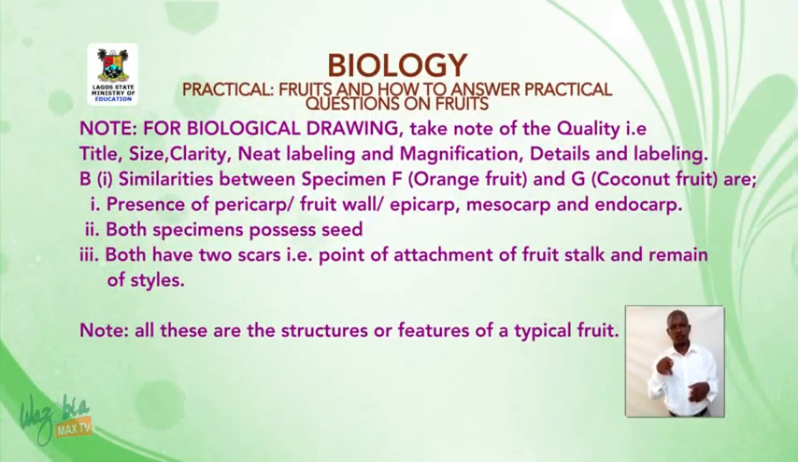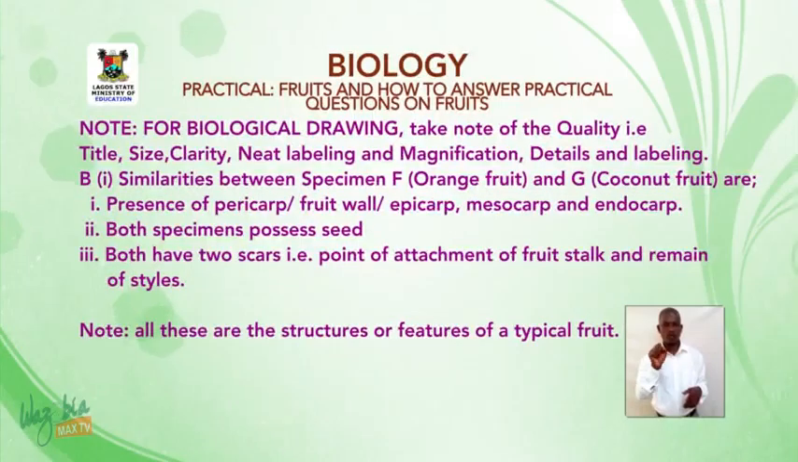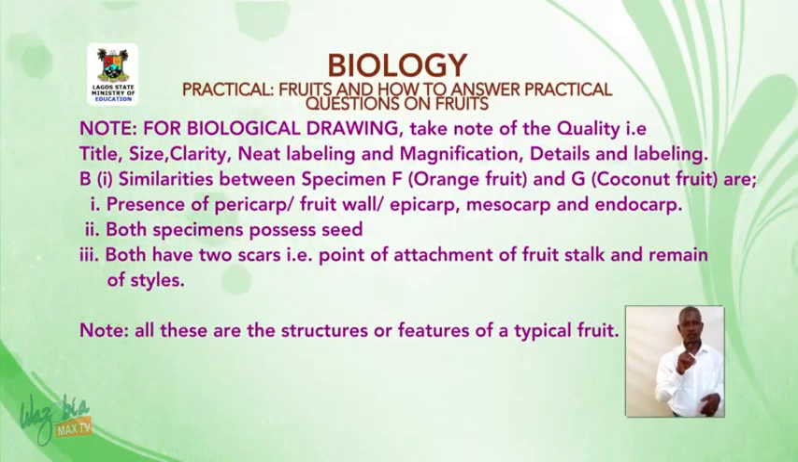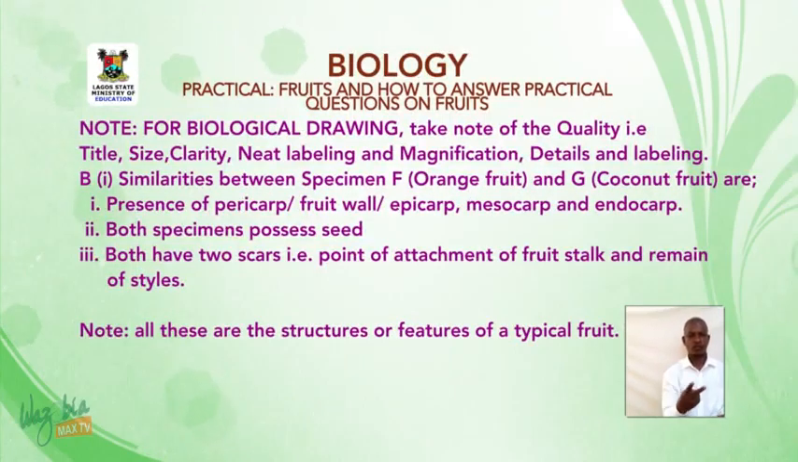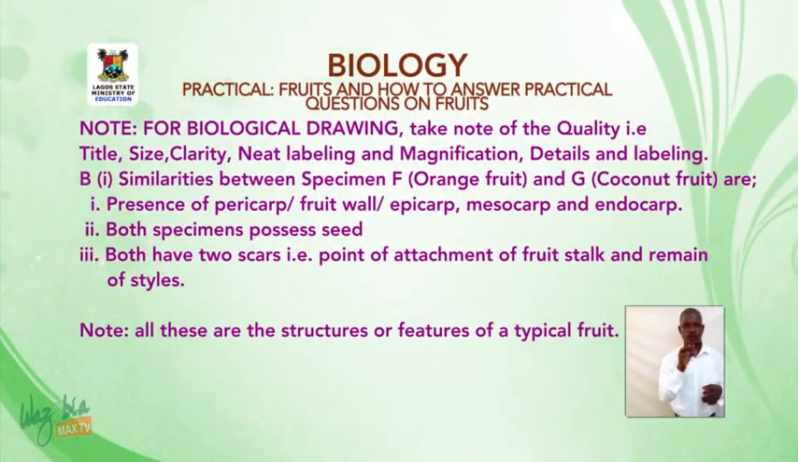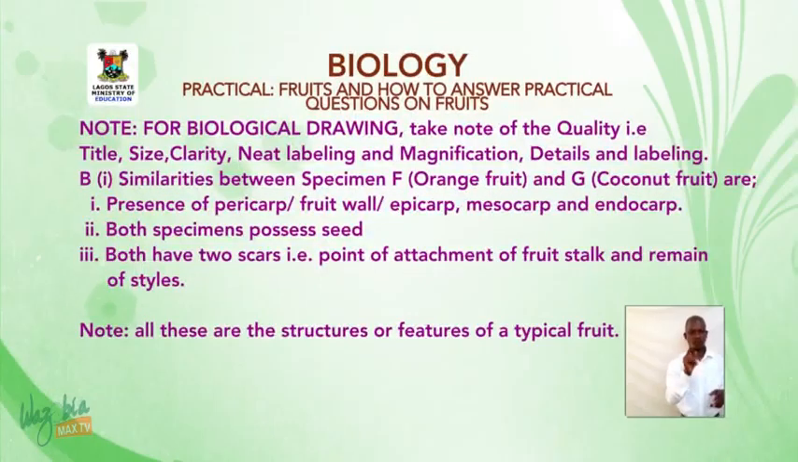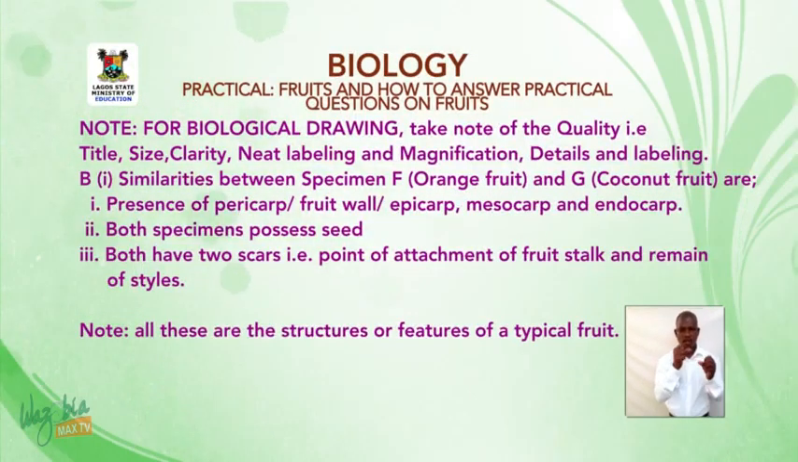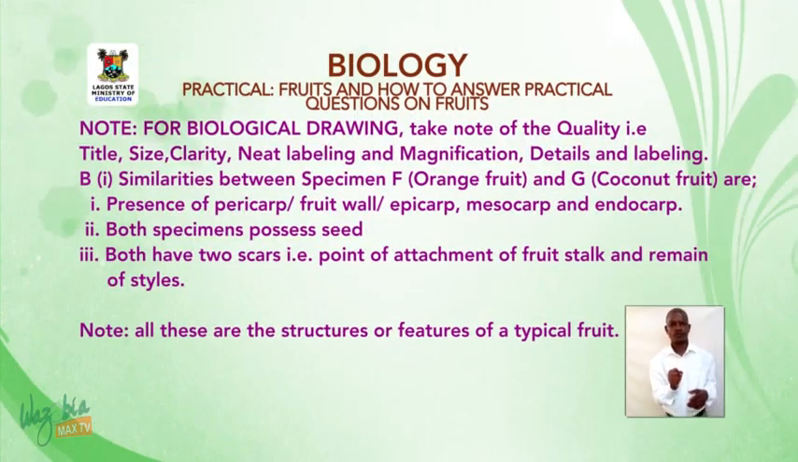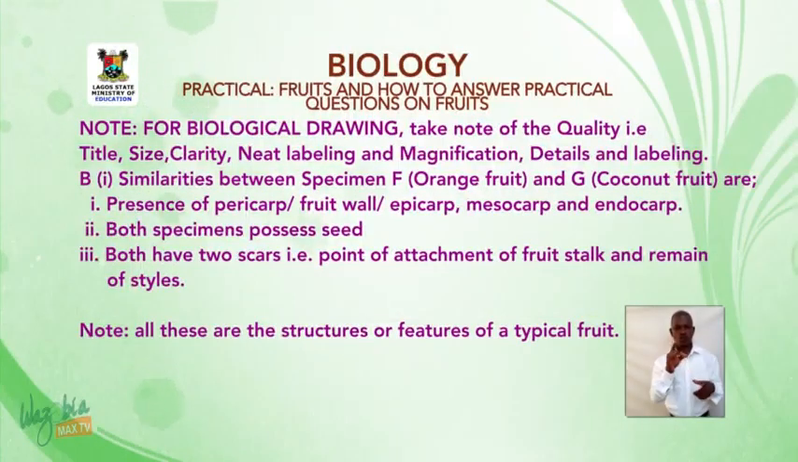Answer to 2B. Similarities between specimen F, orange fruit, and G, coconut fruit, are: 1. Presence of pericarp or fruit wall, that is, epicarp, mesocarp, and endocarp. 2. Both specimens possess seed. 3. Both have 2 scars, that is, points of attachment of fruit stalk and remains of styles. Note: all these are the structures or features of a typical fruit.